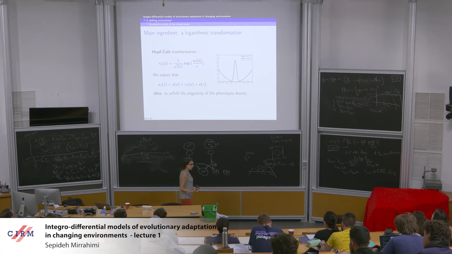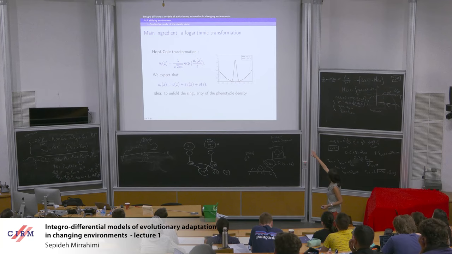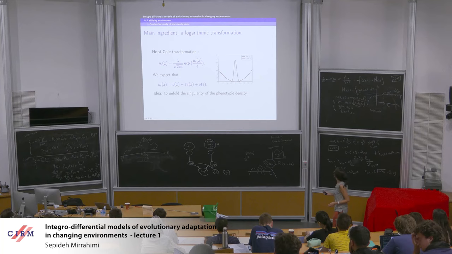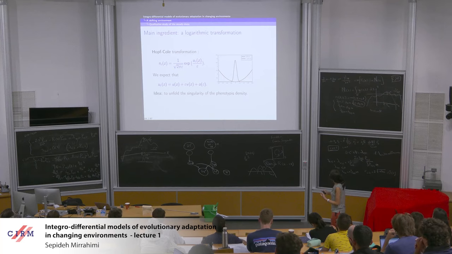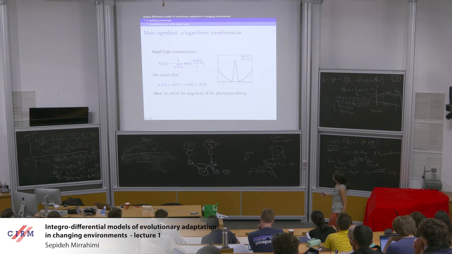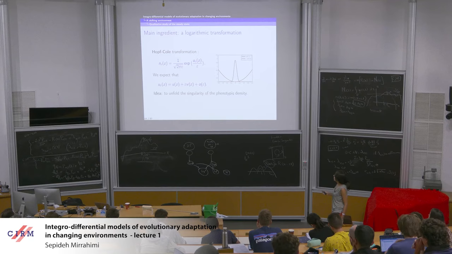Okay, so we have in black the distribution n epsilon, and in red we have minus u epsilon. I didn't say what u is. We see that the black curve is the phenotypic density, which, where epsilon is small, is a rather peaked distribution. So the idea is to make this Hopf-Cole transformation, that is to write n epsilon equal to 1 over square root of 2 pi epsilon times exponential of u epsilon over epsilon.